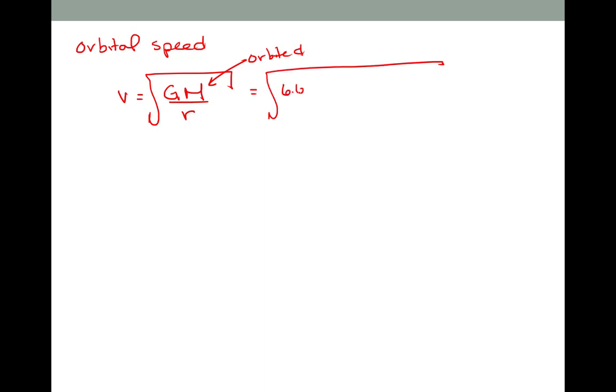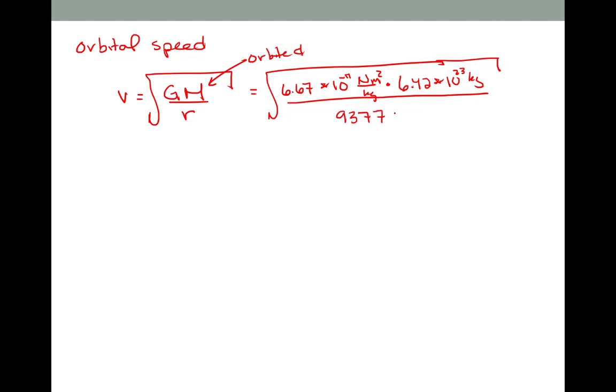So the orbital speed will be 6.67 times 10 to the minus 11 newton meters squared per kilogram squared, times the mass of Mars, which is 6.42 times 10 to the 23rd kilograms, divided by the distance between Mars and Phobos, which was 9,377 times 10 to the 3rd meters. And if you put this all into your calculator correctly, you get a value for the orbital speed of Phobos as 2,136.97 meters per second.